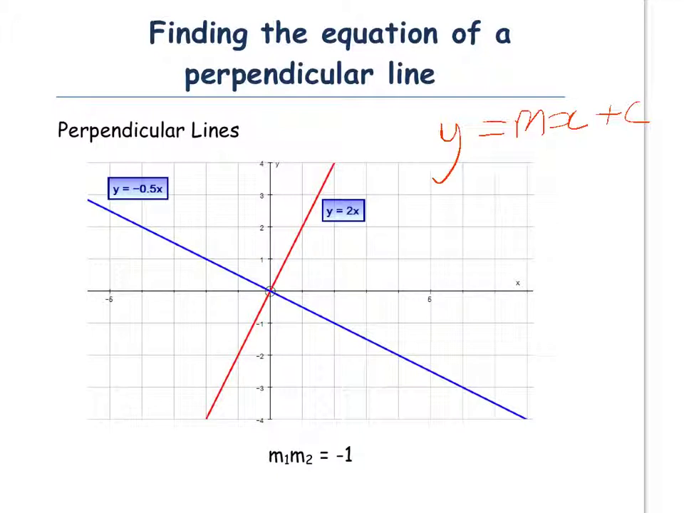The other place where you might be asked to use this formula is when trying to find the normal to a tangent in differentiation, because the normal and the tangent line are always at right angles to each other. So, m1 times m2 equals minus 1.